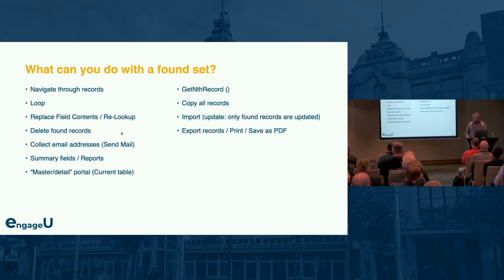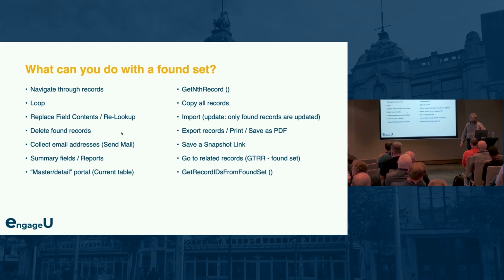Okay, now export, print, save as PDF, all of these are based on the found set, right? You can save a snapshot link. You can go to related records using the found set option. Very, very slow, completely bogus for more than 20 years. And get record IDs from found set. So this is the new feature in FileMaker 2025.